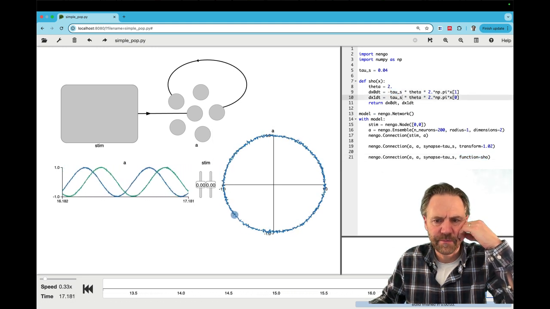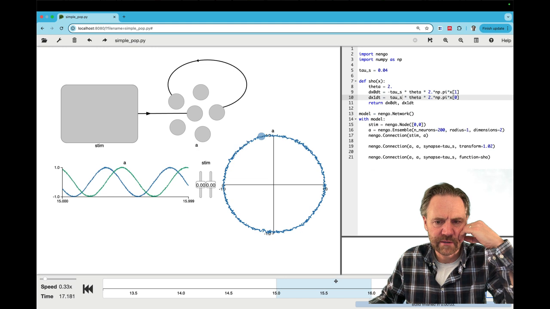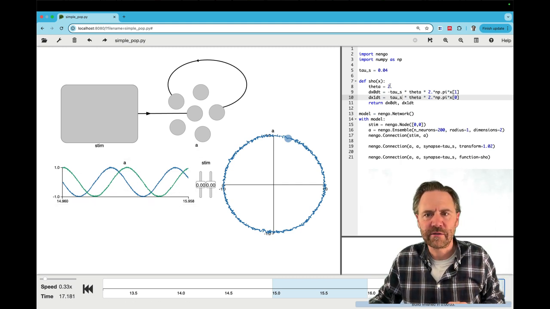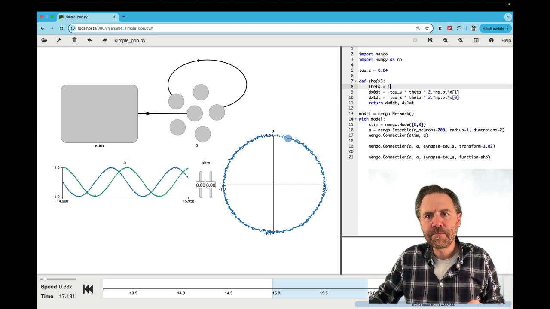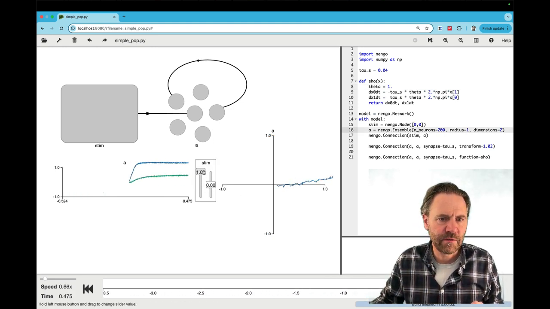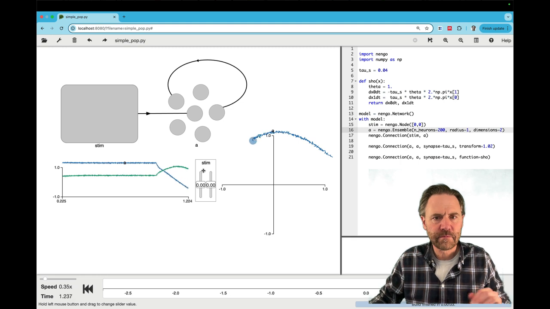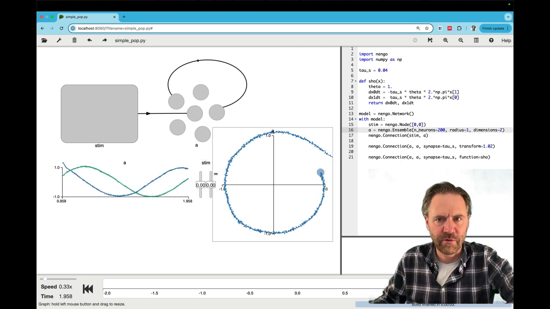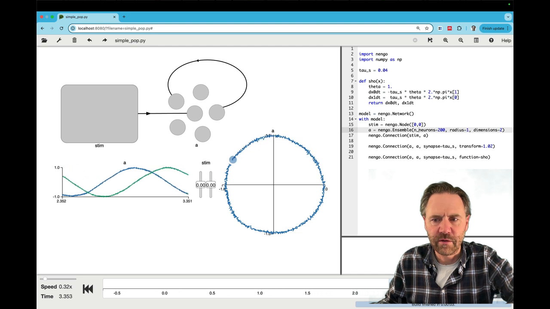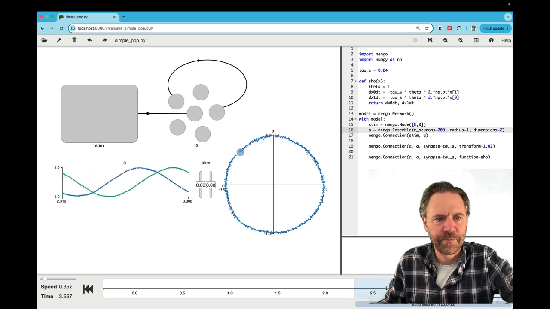Okay, so in this case, if you look at 1 second of time, looking at this green thing, it goes 1, 2 oscillations. So the theta is in fact giving the frequency. So now it should be going at about 1 hertz. And I think you can see that in this 1 second time frame, it does in fact do 1 oscillation.